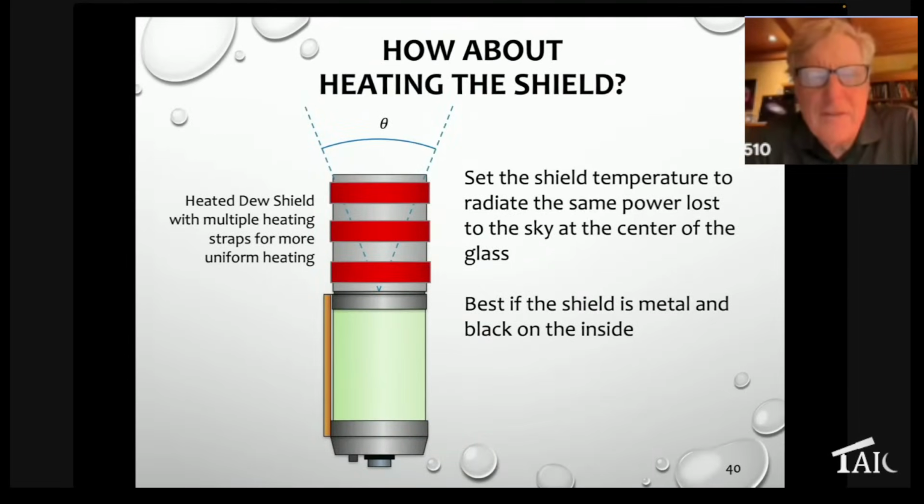Well, how about if we heat the shield? We could put multiple straps to achieve uniform heating, and we could set the temperature of the shield to radiate the exact same amount of power lost to the sky at the center of the glass. And in this case, we want a metal shield to conduct the heat. And we want it black on the inside to really radiate as much as we can. Remember, we want that emissivity as high as possible, which says the inside should be black, particularly in the IR.